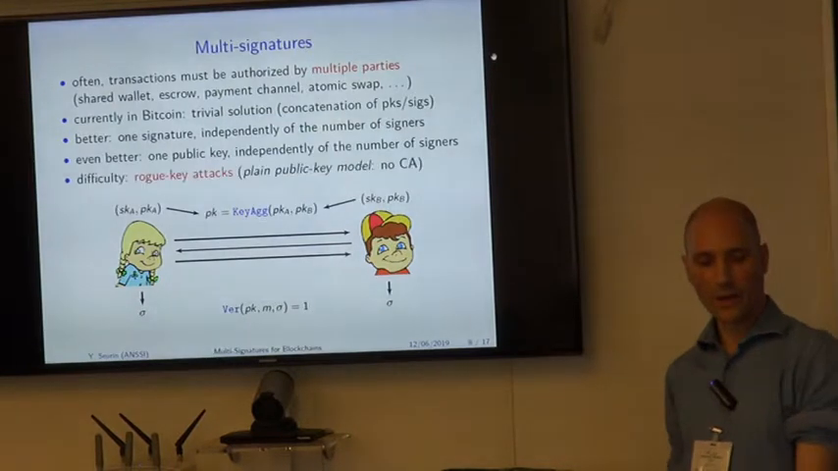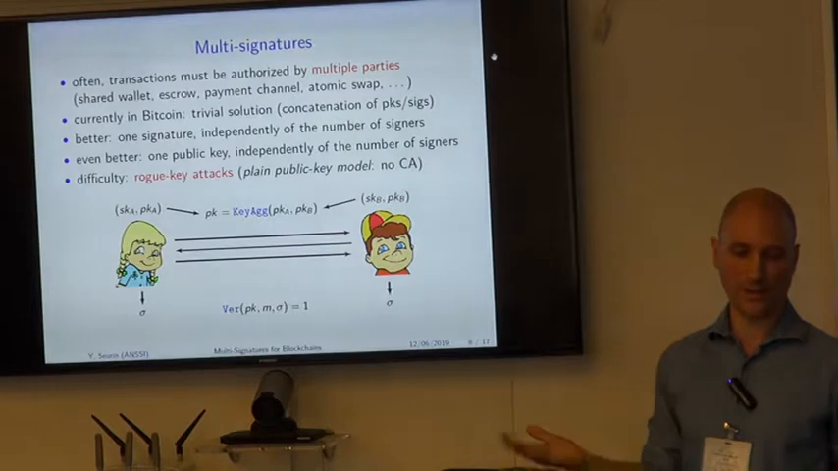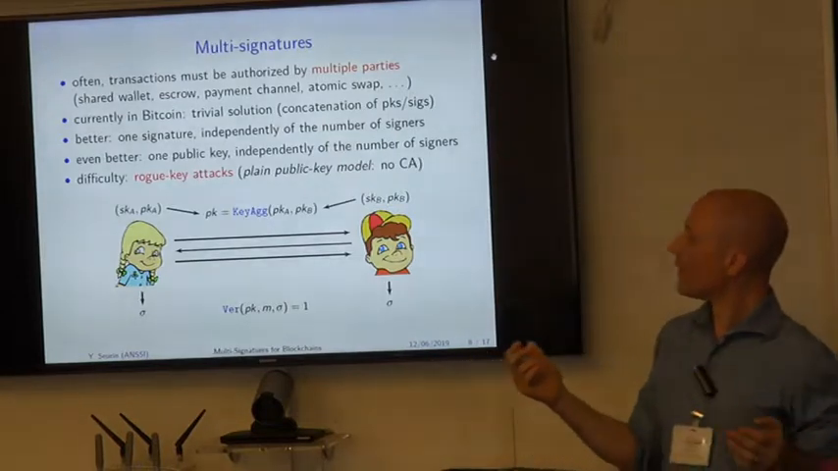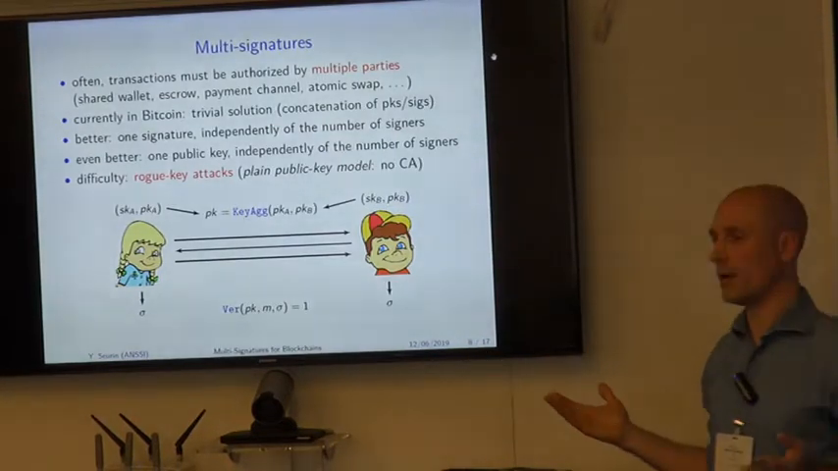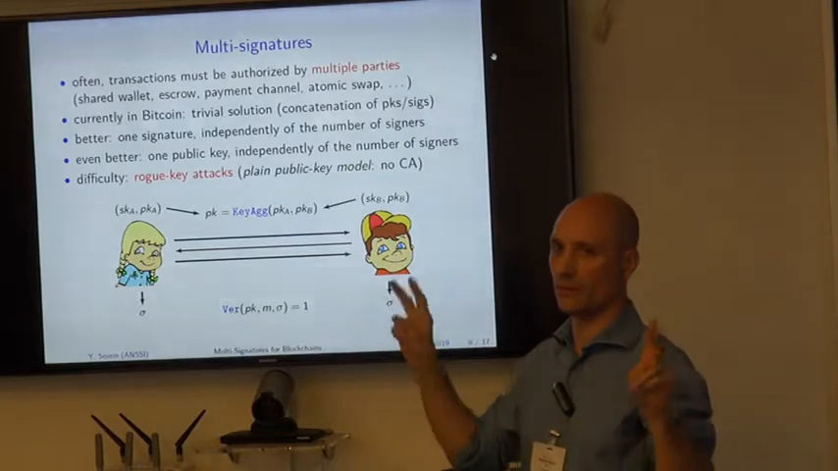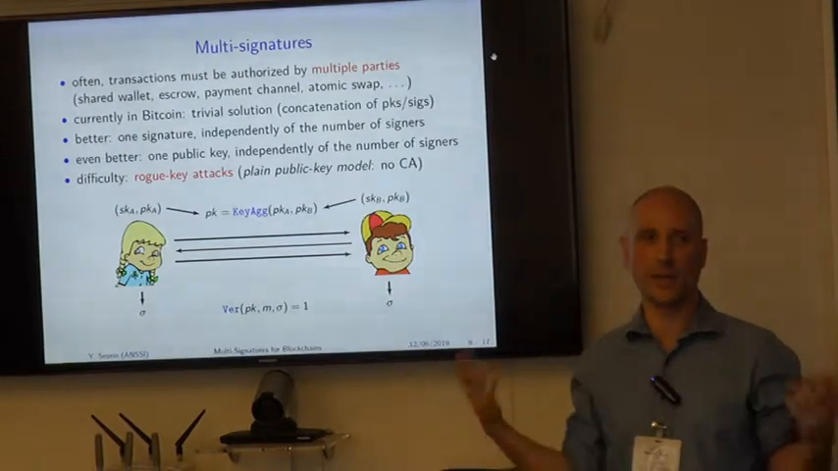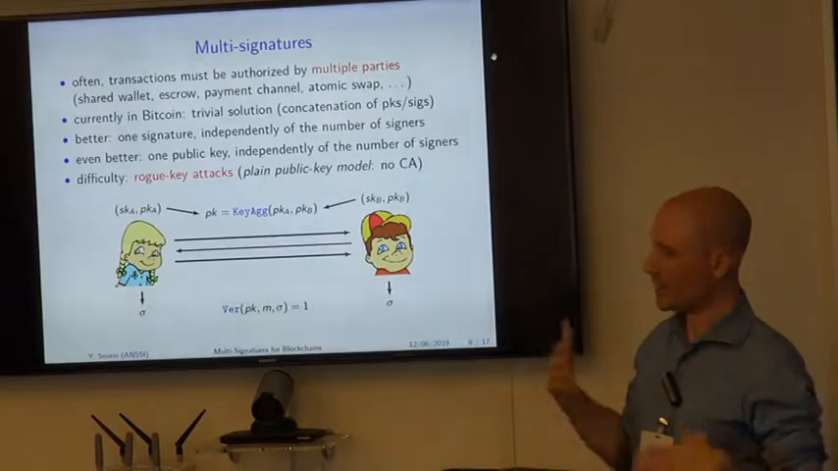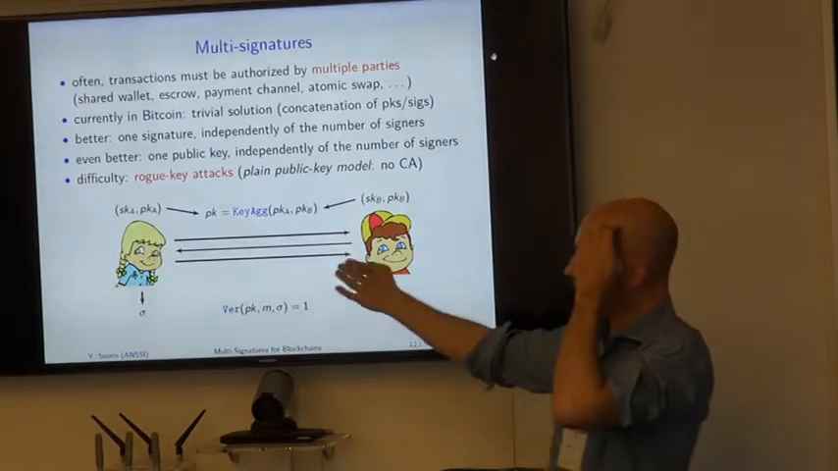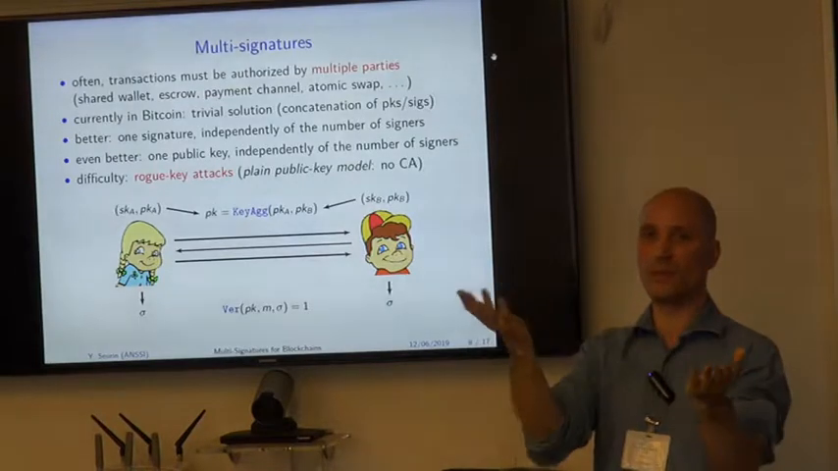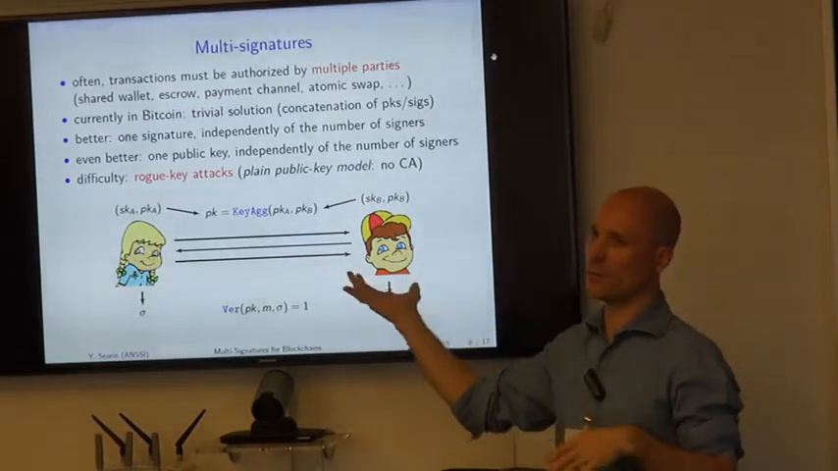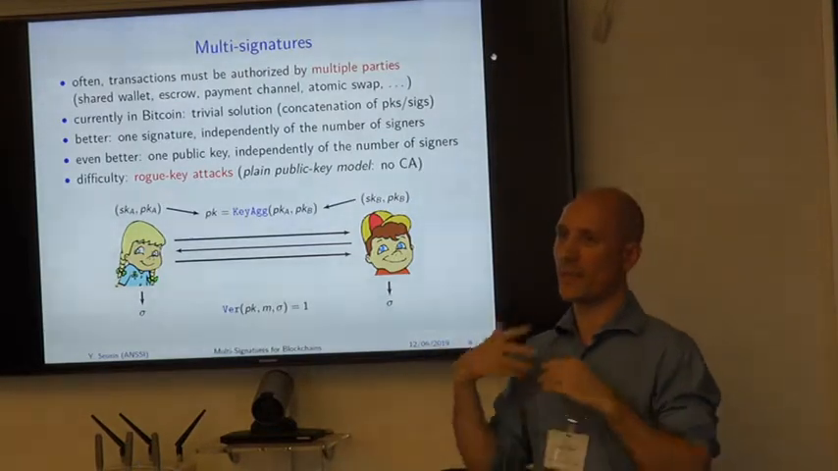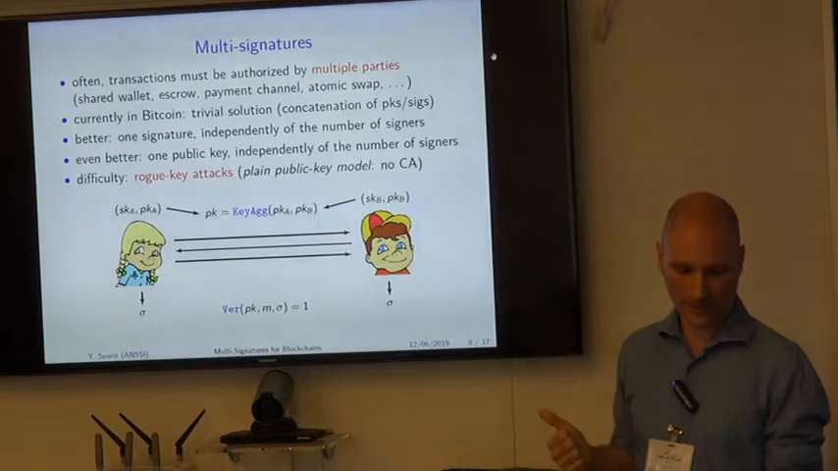Okay. And actually, the main difficulty in coming up with such schemes is what are called rogue key attacks. The problem in Bitcoin is that there is no certification authority which validates public keys, right? Anybody can choose any public key it wants and say, okay, this is my public key for the scheme. And it could be that, for example, if we have 2 signers, Alice and Bob, and Alice says, okay, this is my public key, Bob could try to choose his public key as a function of the public key of Alice in a way that will allow Bob to sign on his own. And we will see an example just after.